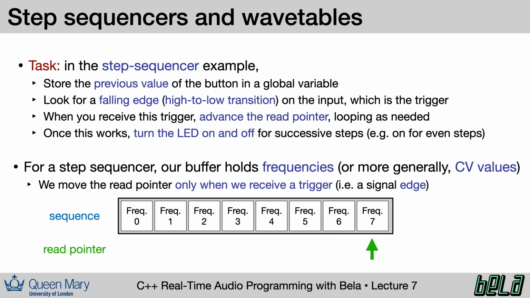a falling edge, where the previous value was high and the current value is low. Once you've got that working, what you need to do is advance the read pointer every time the button is pressed. Finally, you should turn the LED on and off in sequence for successive steps. Make it so that even steps have the LED on and odd steps have the LED off. Pause the video here and try it.